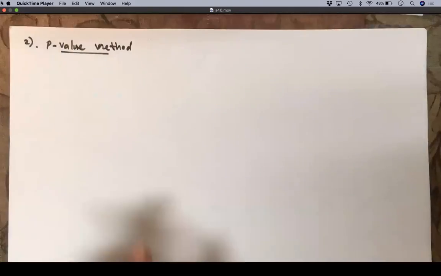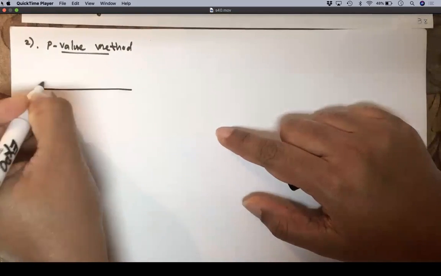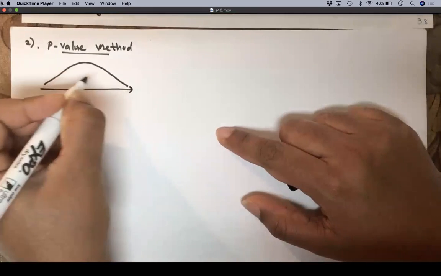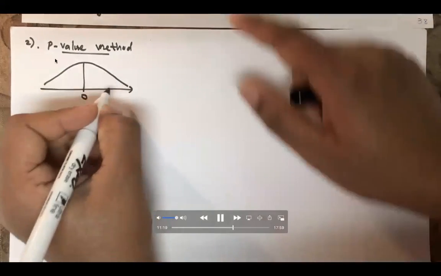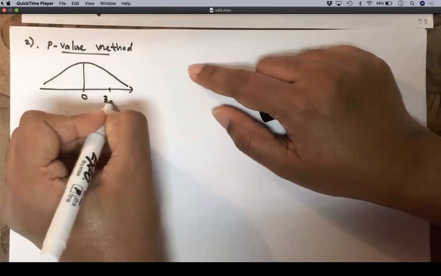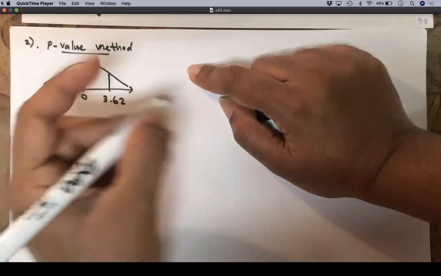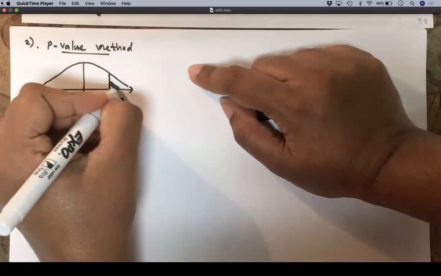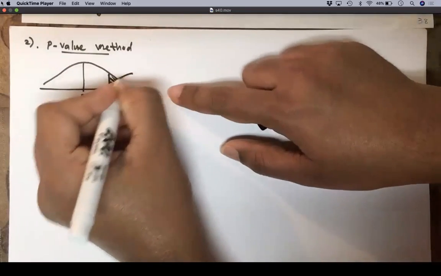It's 3.62. Then, according to the p-value method, the first thing is to draw the curve. This is a two-tail test, okay? We have two sides, but we have a positive test statistic. Mark it here. It's a positive value. Then draw a line. If you have a positive value, you have to find the area to the right, okay? You have to find this area.